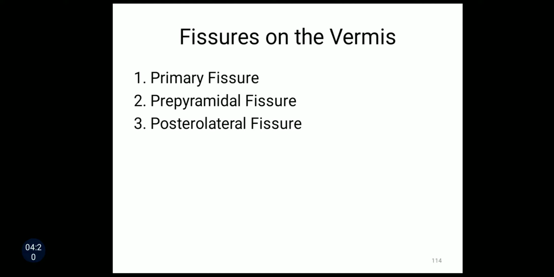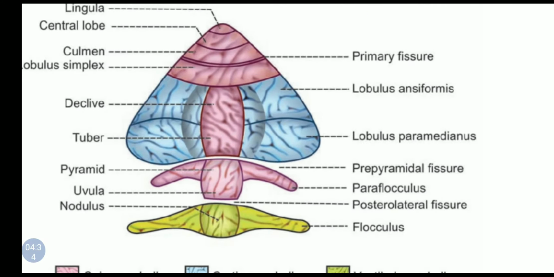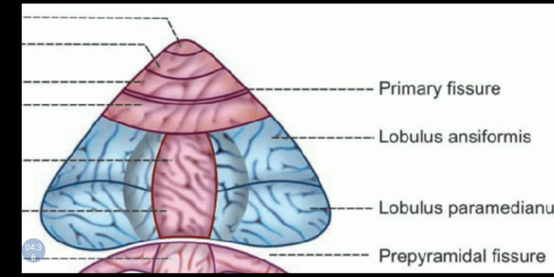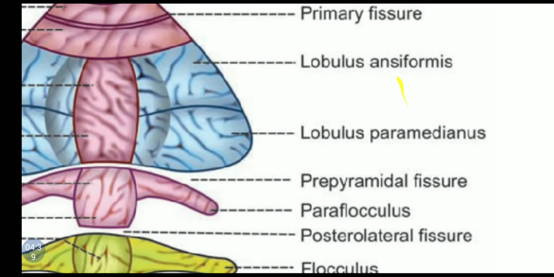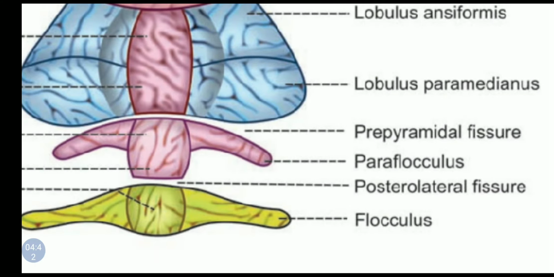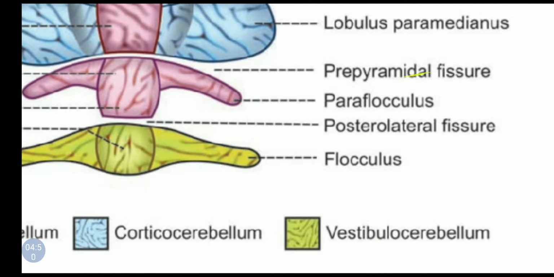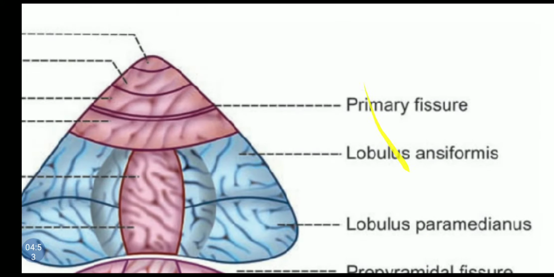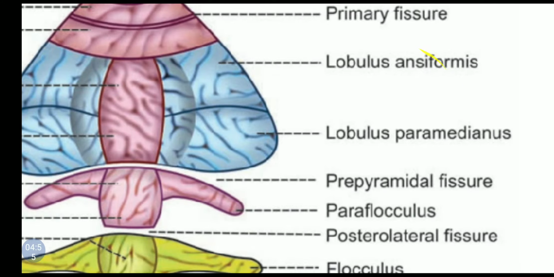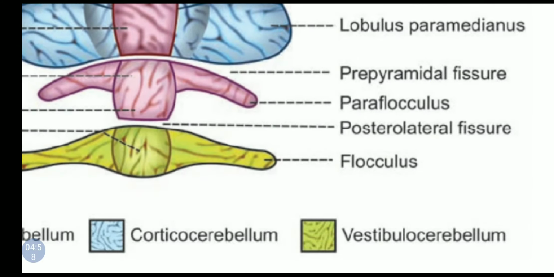Okay, so this is about the different parts of vermis. Then next thing is about the fissures of the vermis. Here in the vermis there are mainly 3 fissures: primary fissure, prepyramidal fissure and posterolateral fissure. This one is the primary fissure. Then next one is prepyramidal fissure. Fissure means there is a gap, an opening here. Then the third one is posterolateral fissure.